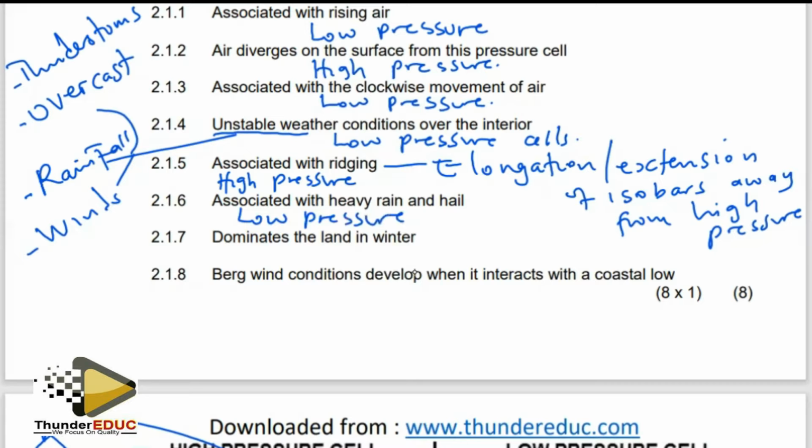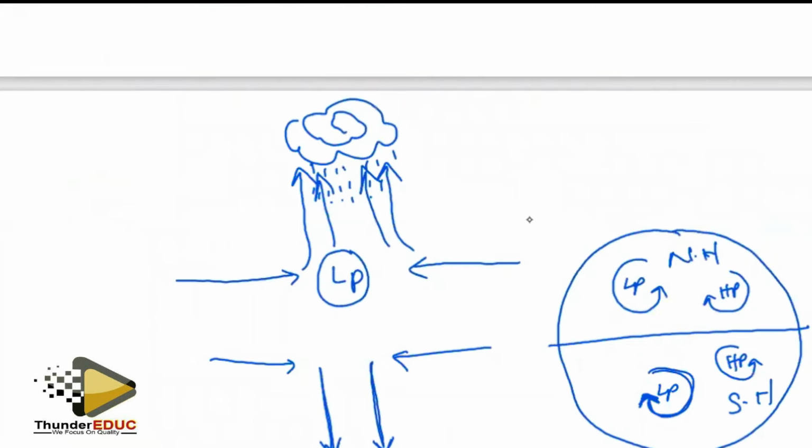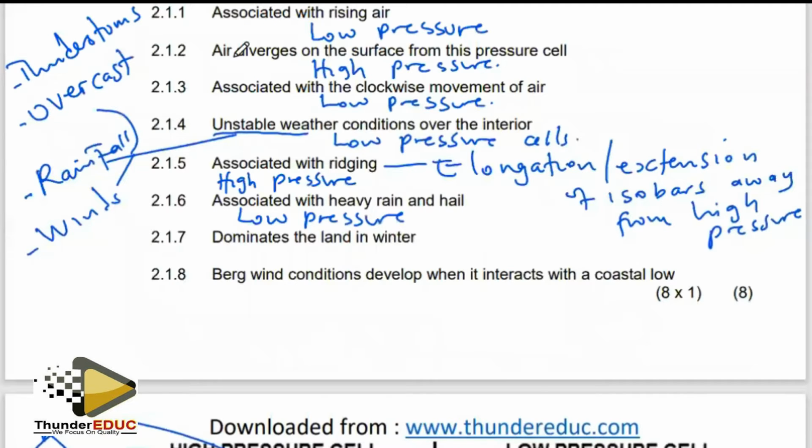Okay. Associated with heavy rainfall and hail, this will of course be a low pressure, because we say that in low pressure cells, air rises. When it rises, it condenses, forming cloud that is accompanied by heavy rainfalls. That's why we say that to be a low pressure.